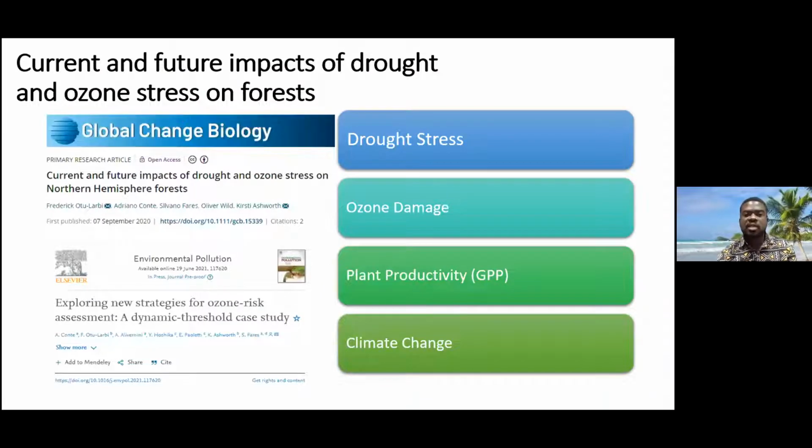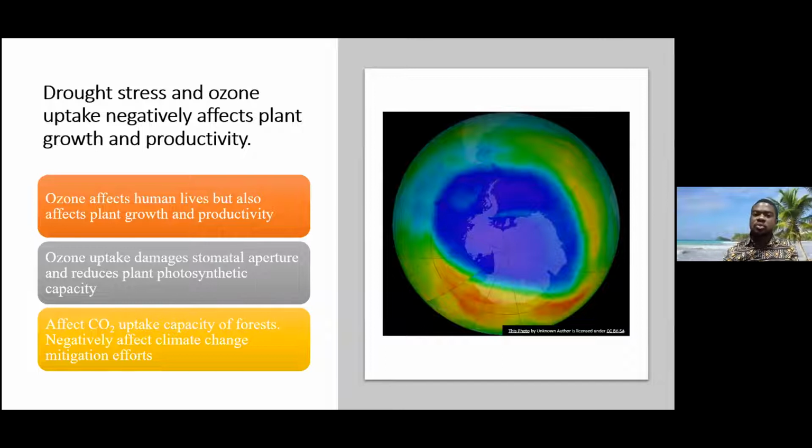The next leg of the presentation looks at drought stress and ozone damage on plant productivity in the context of climate change. Usually when we mention ozone, the first thing that comes to mind is the ozone hole, as shown by the image on the right-hand side. That's important because the ozone layer actually protects us from harmful solar radiation and helps us to stay healthy, but that's ozone in the stratosphere. Ozone, when it is in the troposphere or near the surface, is actually bad for our health.